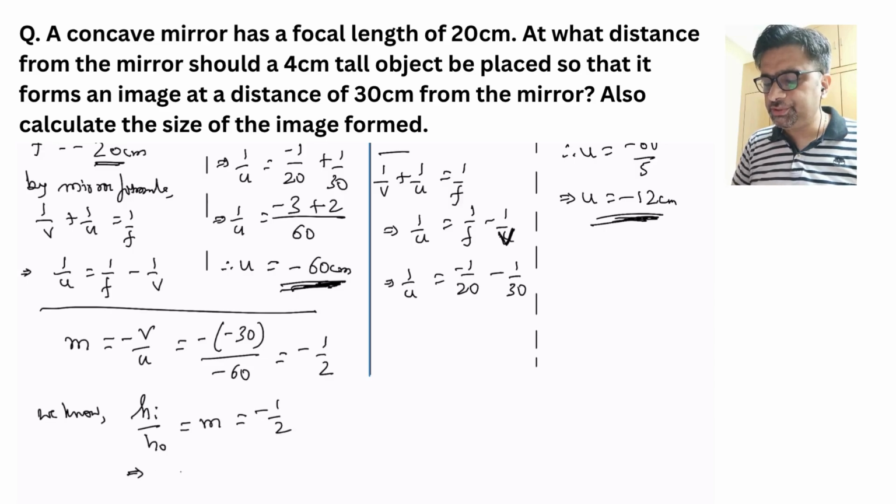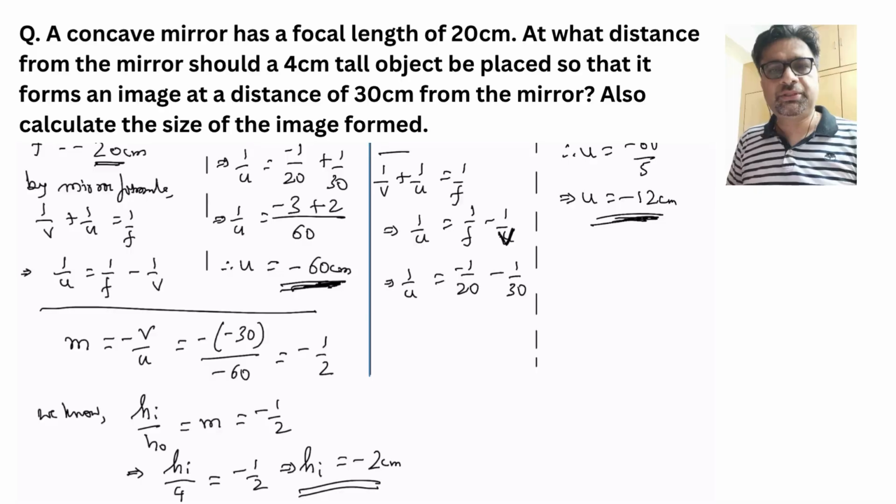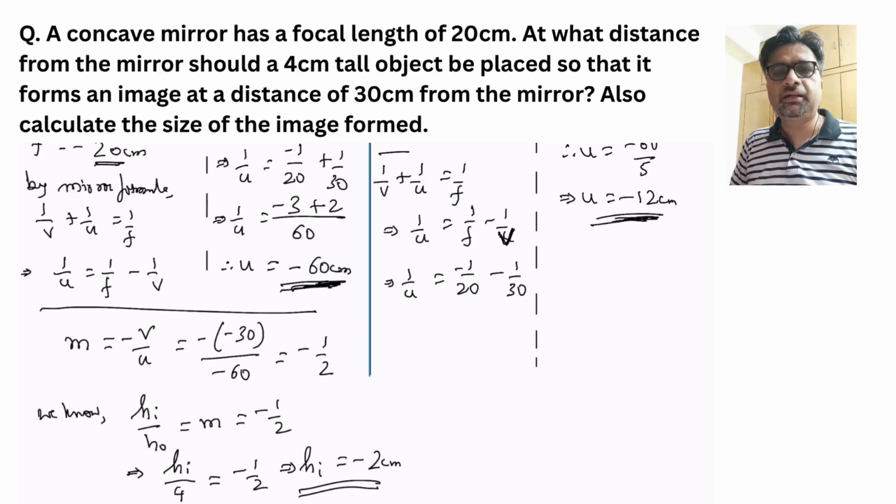So if you substitute the value of Ho, which is 4, it's given, we get the image height, which comes to minus 2 centimeters. Now the magnification is minus 1 by 2, and that gets us to calculate Hi. Once again, the sign minus, it complies with our understanding of ray diagrams and sign convention. Real images are inverted and the height would show minus.